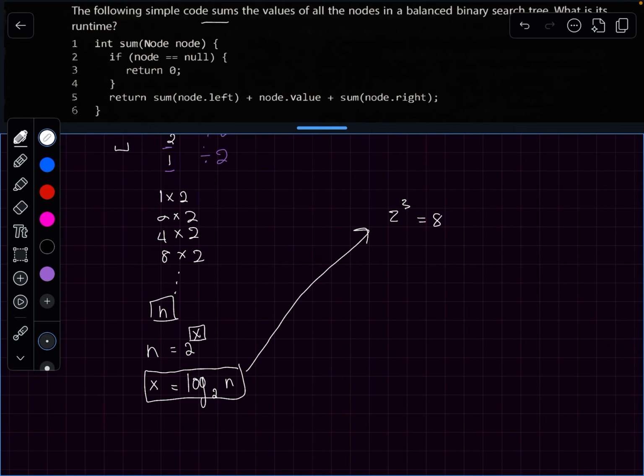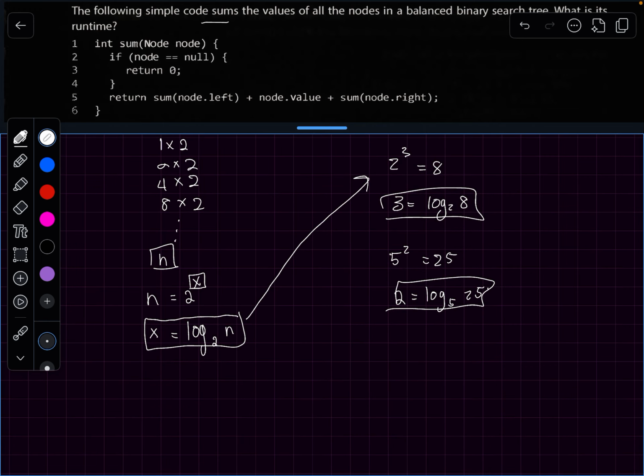That can be written as well as making the exponent the subject, which is x equals log base 2 of 8, right? That's the same thing. Or say 5 to the 2 is 25. You can write 2 as the subject, it's log base 5 of 25. You can confirm this. Okay, these are just examples. Sorry, I have to go in depth because this section really confused me.